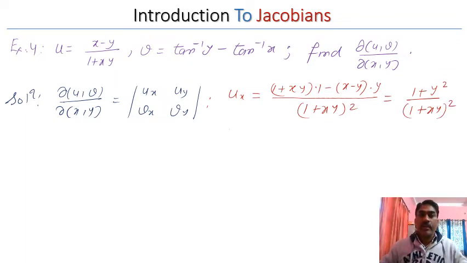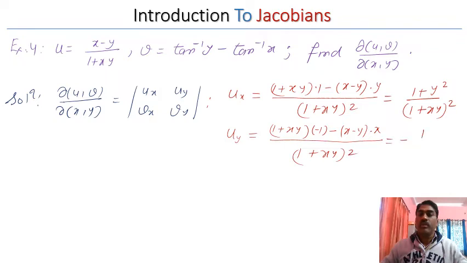Similarly, the partial derivative of u with respect to y is (1 plus xy) minus (1 minus x minus y) into x, divided by (1 plus xy) whole square, and this comes out to be minus (1 plus x square) divided by (1 plus xy) whole square. Now put these partial derivatives to calculate the Jacobian.